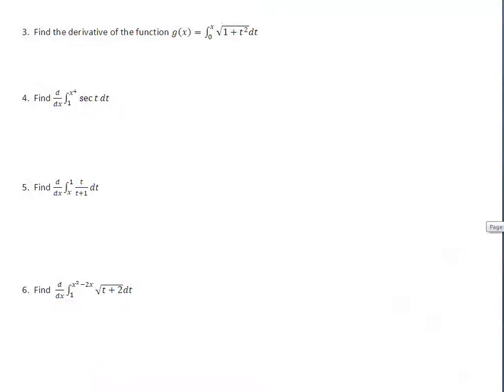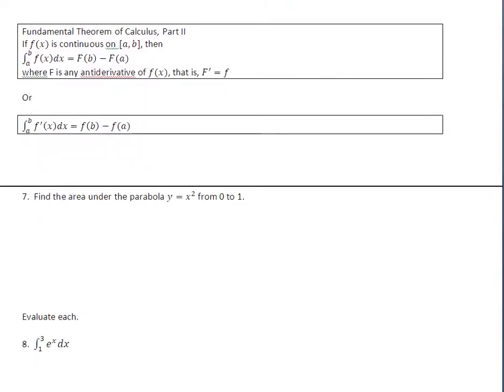Okay, moving on. Second part of the fundamental theorem. Here's the big idea. How do you find the area under the curve, basically without actually using rectangles and doing it all out?